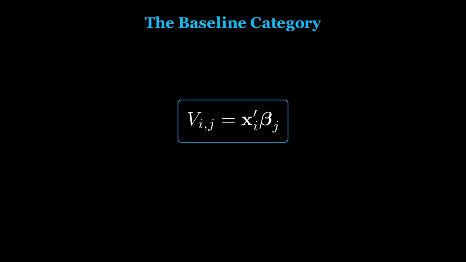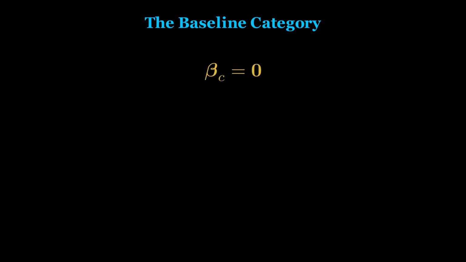There's one more piece we need before the model is fully specified, a constraint that pins down the coefficients. Recall the linear component we just built. Every category j gets its own coefficient vector beta j. The constraint we're about to add applies to the very last one of those vectors. To make the model identifiable, we assume that the coefficient vector for the last category, beta c, is exactly 0.